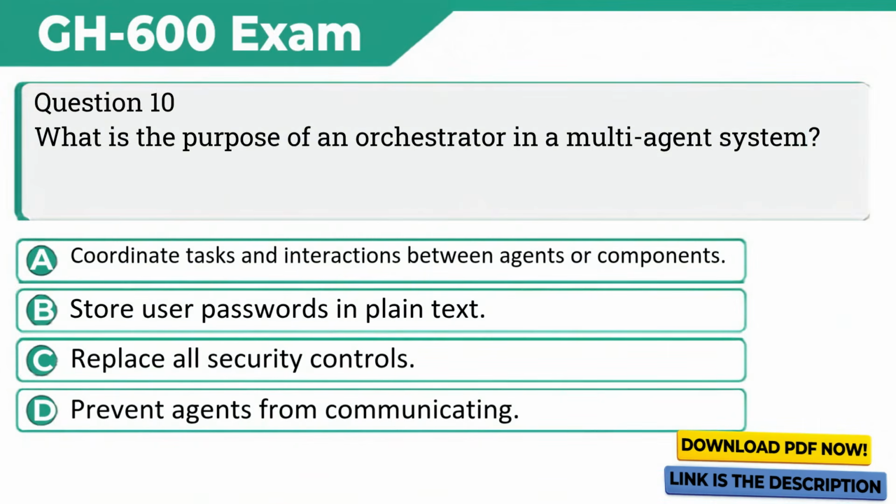Question 10. What is the purpose of an orchestrator in a multi-agent system? A. Coordinate tasks and interactions between agents or components. B. Store user passwords in plain text. C. Replace all security controls. D. Prevent agents from communicating.